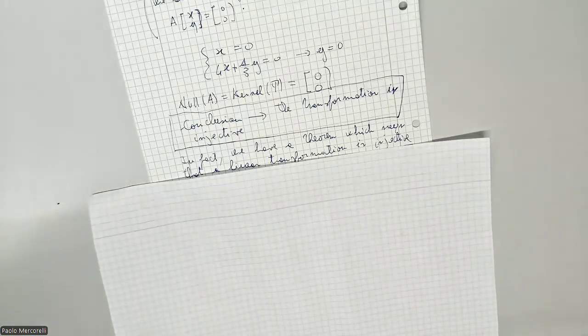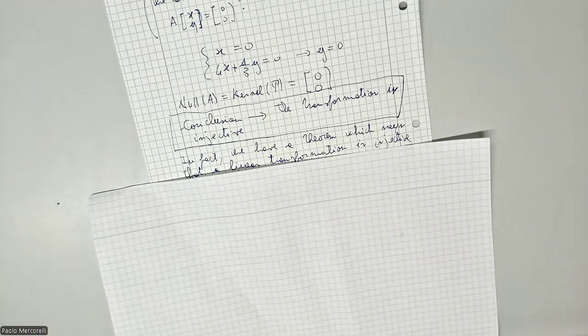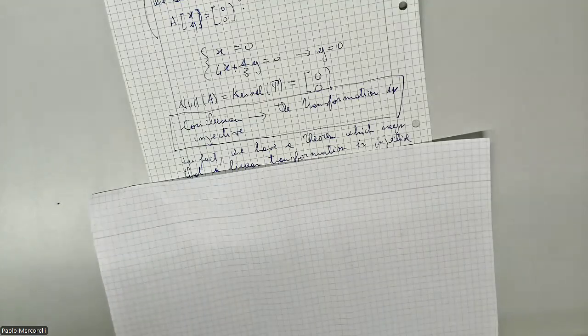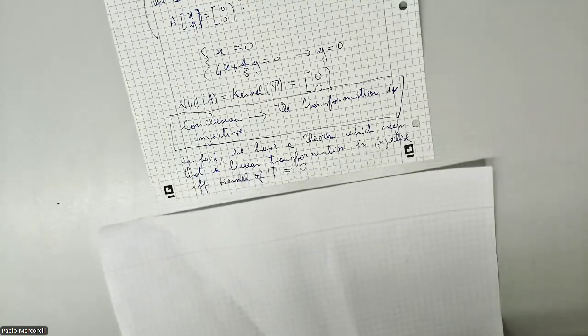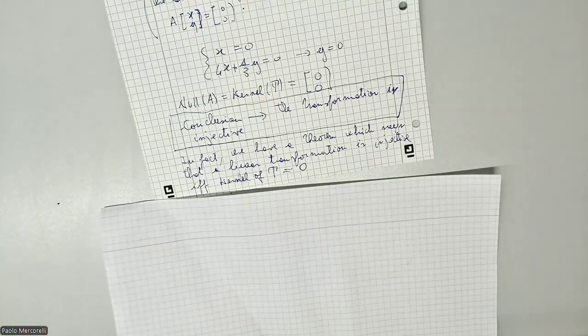Please pay attention. There is directly the conclusion, and then we will discuss the conclusion together. The conclusion says the transformation is injective. And then there is here the explanation, because if you look at the lecture of last time, I told you about this theorem. If you want, I come back now directly to the slide. The theorem says that a linear transformation is injective, please pay attention, if and only if the kernel of T equals 0.